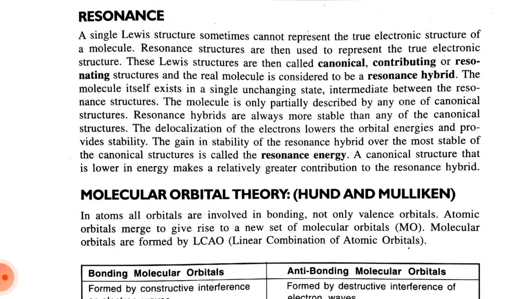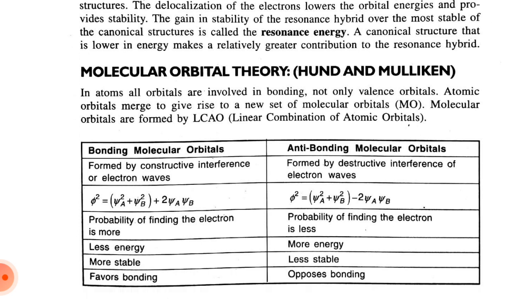Resonance hybrids are always more stable than the canonical structures. The delocalization of the electrons lowers the orbital energy and provides stability. The gain in stability of the resonance hybrid over the most stable of the canonical structures is called resonance energy. A canonical structure that is low in energy makes a relatively greater contribution to the resonance hybrid.